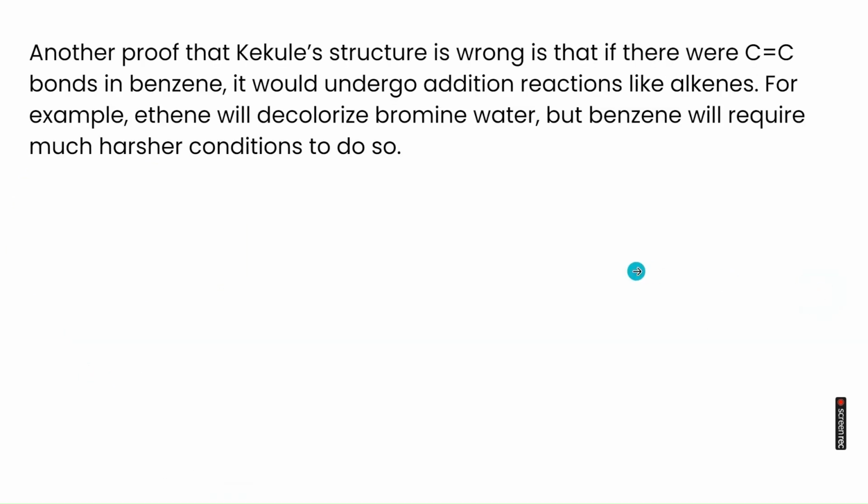Another proof that Kekule's structure is wrong is that if there were carbon-carbon double bonds in benzene, it would undergo addition reactions like alkenes. For example, ethene will decolorize bromine water, but benzene will require much harsher conditions to do so. Now that we know the correct structure of benzene, how would we describe what we know? In exams, the examiner often asks you to describe the structure of benzene.